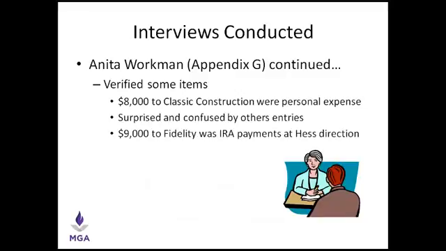She's verified a few things. She's verified that the outside services were on their home, so those are inappropriate expenses and should be backed out. She was kind of surprised and confused by the other entries. She does corroborate that the IRA payments were made at Hess's direction, so those are personal expenses and shouldn't be run through the business. So at least two of the expenses we were able to verify were personal and shouldn't be charged to the business.